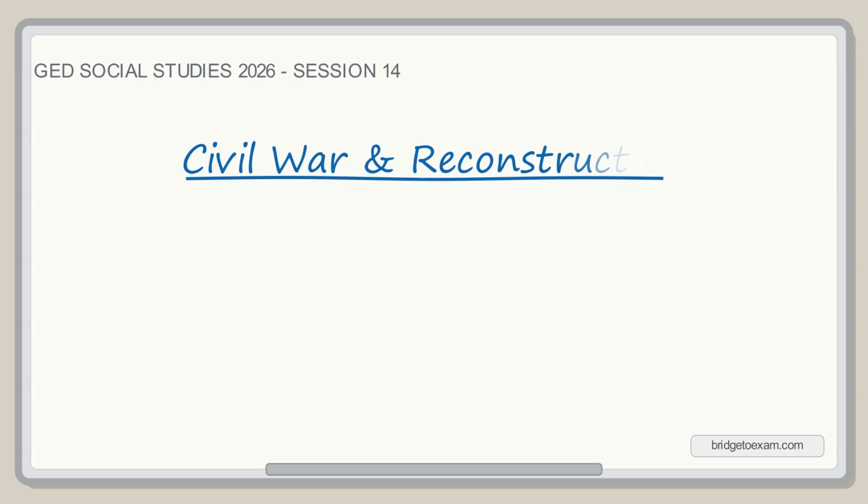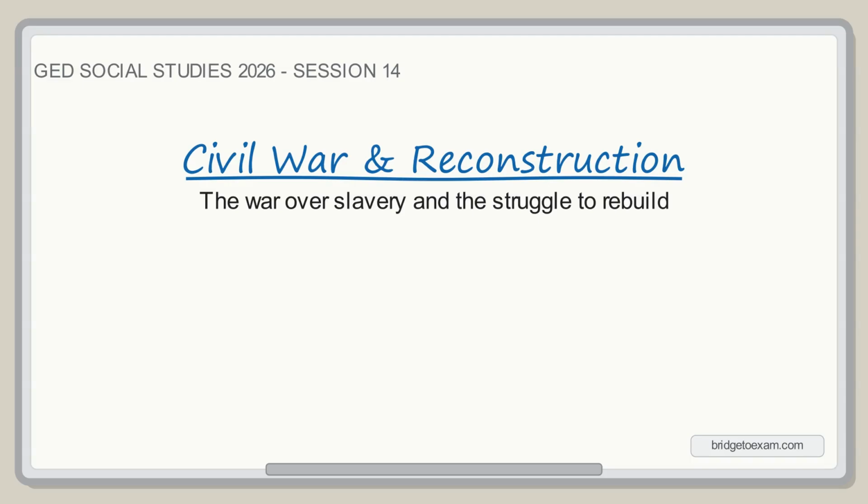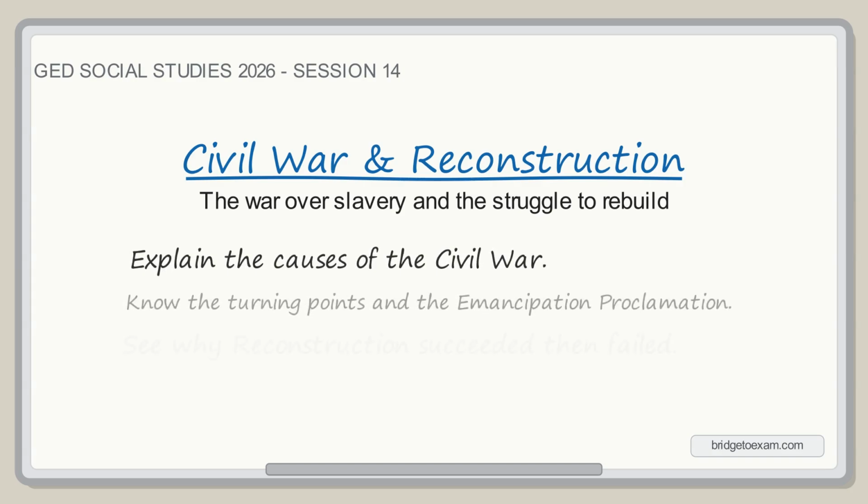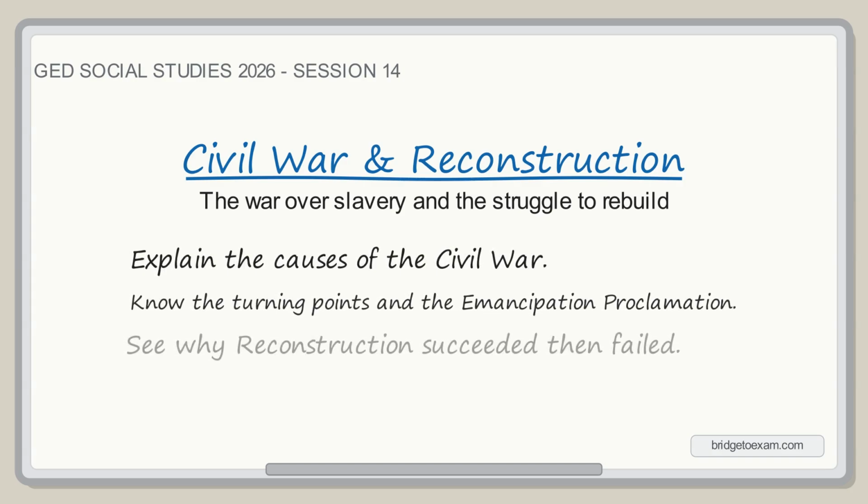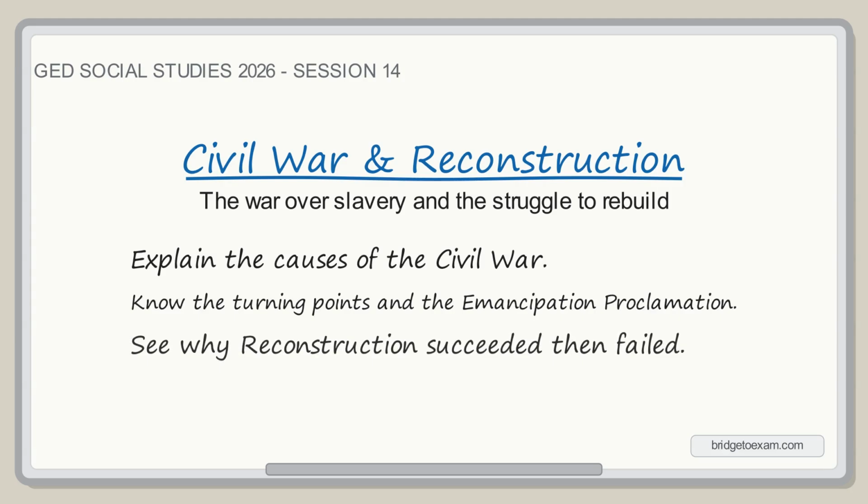Welcome to Session 14, the most pivotal chapter in American history. The unresolved question of slavery finally tears the nation apart, and the country must figure out how to put itself back together. By the end, you'll be able to explain the causes of the war, trace its turning points, understand what the Emancipation Proclamation did and did not do, and see why Reconstruction succeeded constitutionally but failed politically.